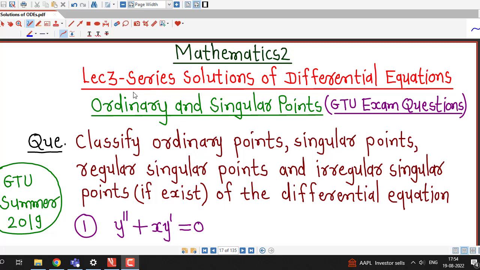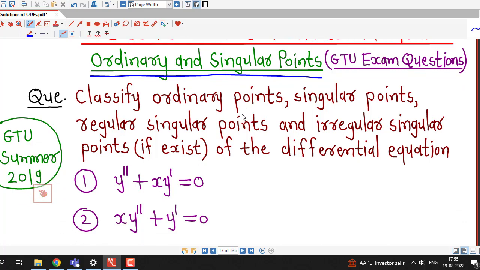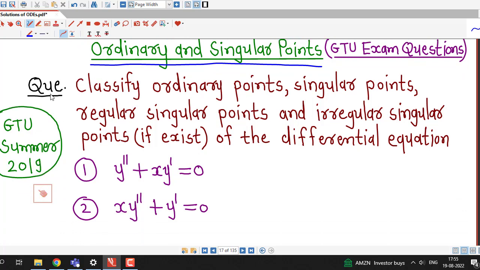Hello friends, I welcome you to lecture number 3 on series solutions of differential equations. In lecture number 2 we discussed ordinary and singular points of a given differential equation. In this lecture we will discuss this question on ordinary and singular points. This question was asked in the GTU Summer 2019 exam.